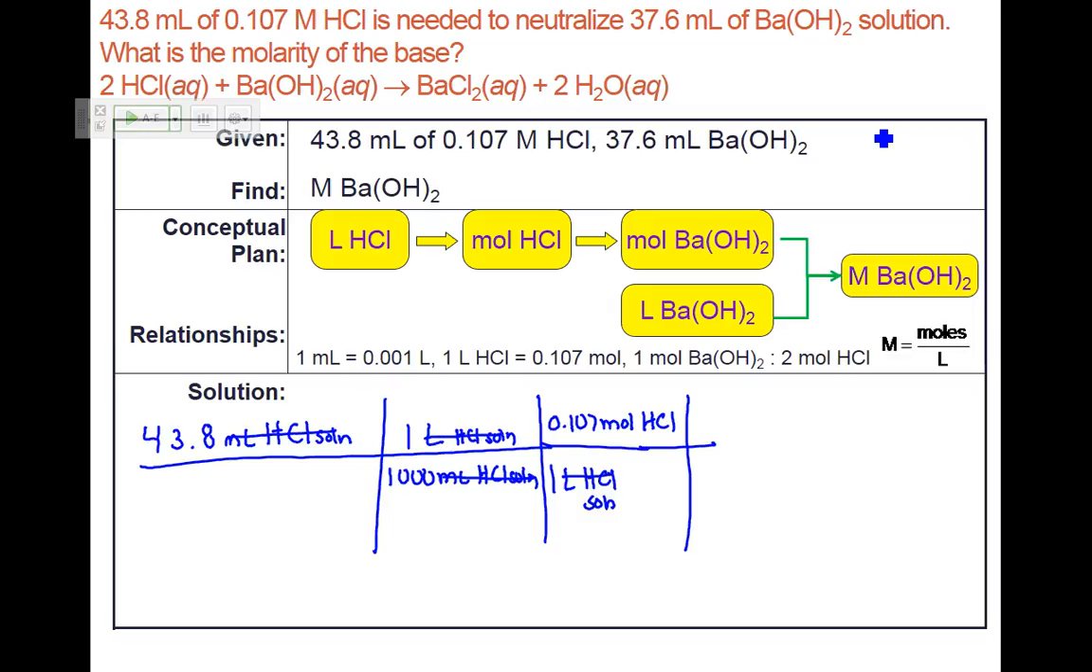So I want to know how many moles of barium hydroxide I must have had, because I know my relationship from my reaction. 2 moles of HCl is going to react with 1 mole of barium hydroxide according to my chemical reaction. So this will give me how many moles of barium hydroxide I had in 37.6 milliliters, because I know how much HCl reacts with barium hydroxide based on my chemical equation.